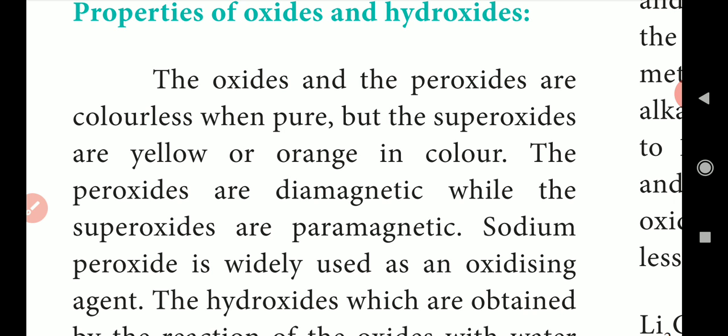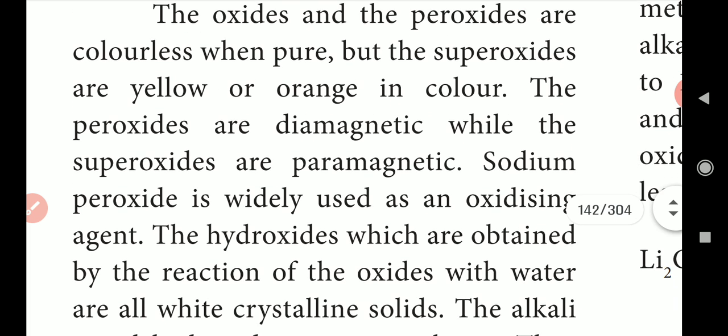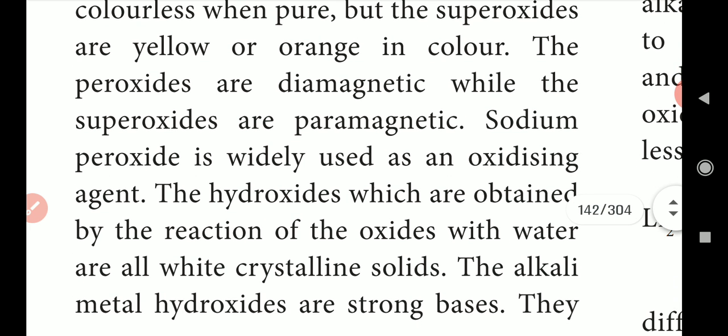Sodium peroxide is widely used as an oxidizing agent. Which among the peroxides is widely used as an oxidizing agent? Sodium peroxide.